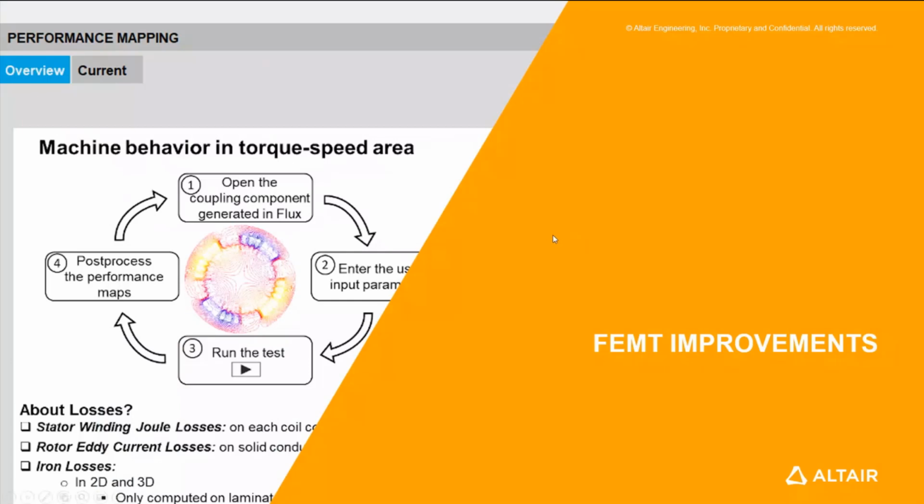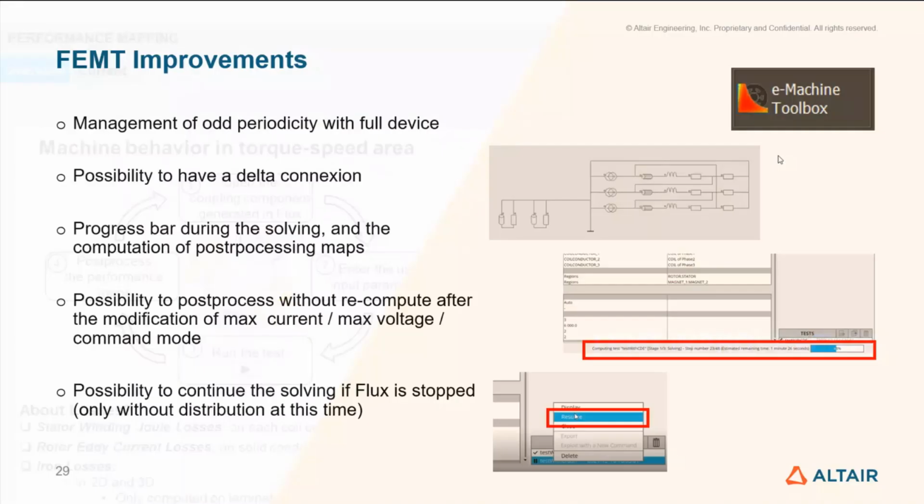And the next thing is about the FEMT. The FEMT is the e-machine toolbox. Here we have made some minor and also important improvements for this toolbox. For example, the management of the eighth periodicity with the full devices, also the possibility to have delta connections here. And we have added a progress bar during the solving.